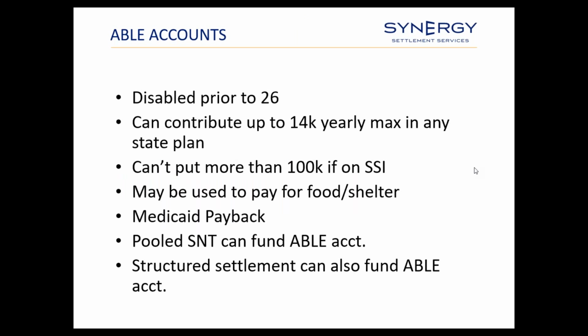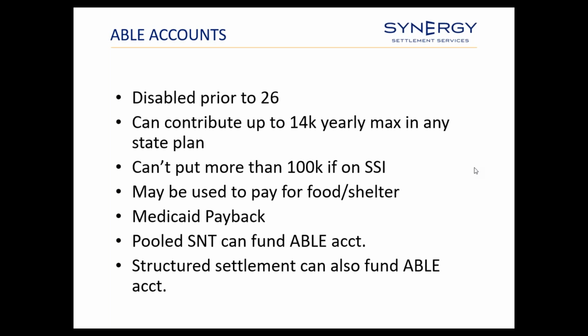ABLE accounts are new, so these have popped up in the last 5 years, and they really are coming into effect over the last 12 to 18 months. What these allow is for a person who became disabled prior to the age of 26 to contribute funds into a state plan. So their special needs trust can actually make a distribution right into the ABLE account, and the ABLE account is not a countable asset. It can be used to help pay for food and shelter. So if you've got younger clients who have been disabled prior to the age of 26 and maintaining that SSI check is important to them, but the $733 is not enough for them to actually pay for their living and food, this is one way to help.